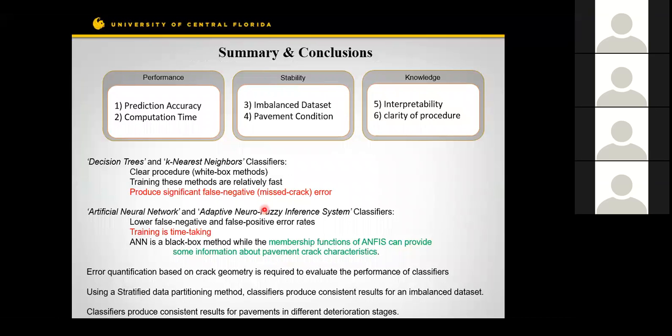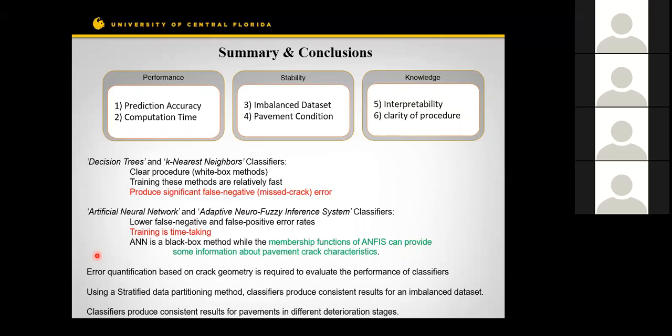And of course, the conclusions. We considered the classifiers for different criteria. What we found was that although decision tree and k-nearest neighbors are simpler and faster, they might provide significant false negatives or missed cracks. Artificial neural network and ANFIS usually take more time, but they are more accurate. And ANFIS might be able to provide further information for us that can be helpful.